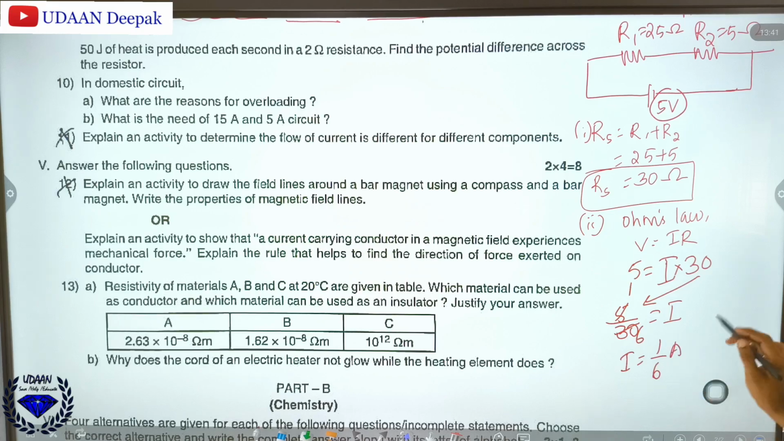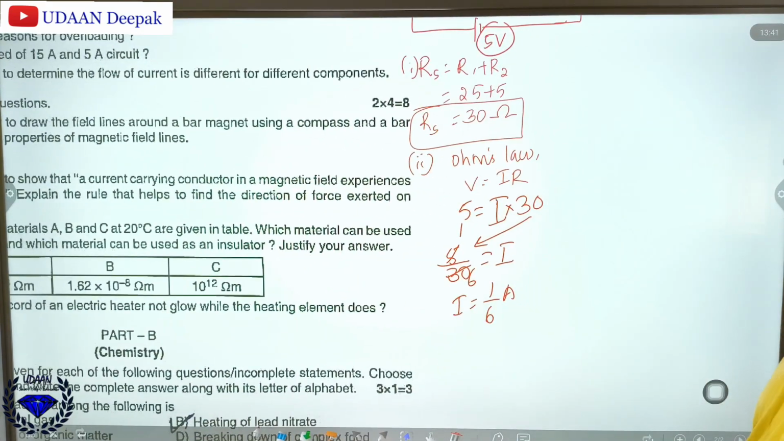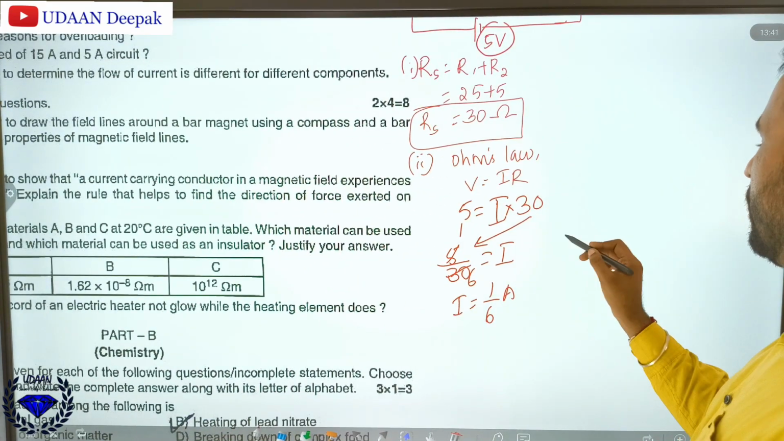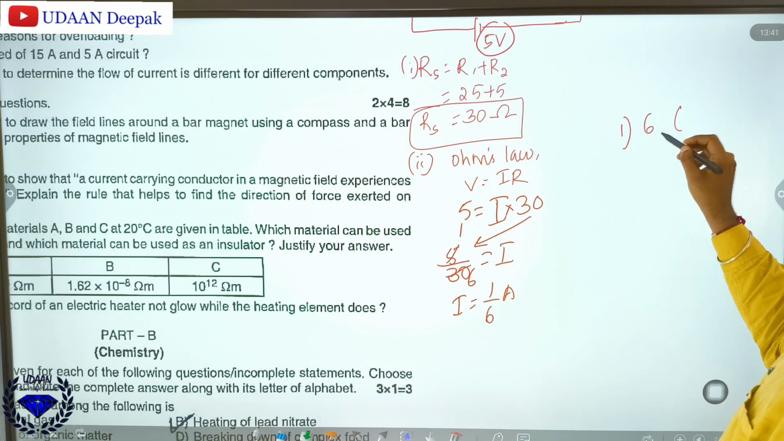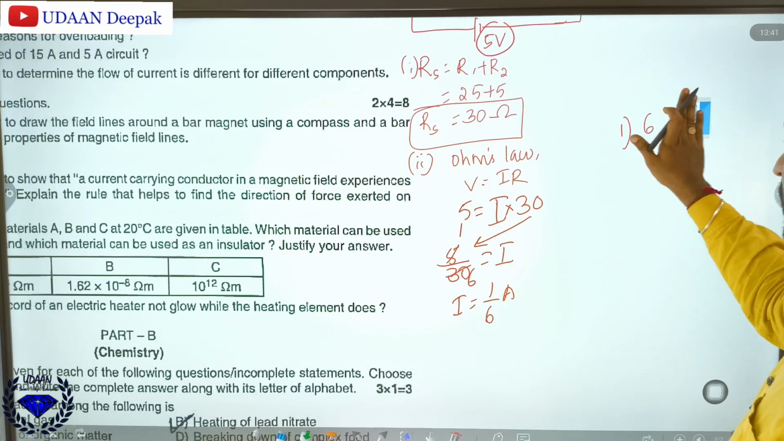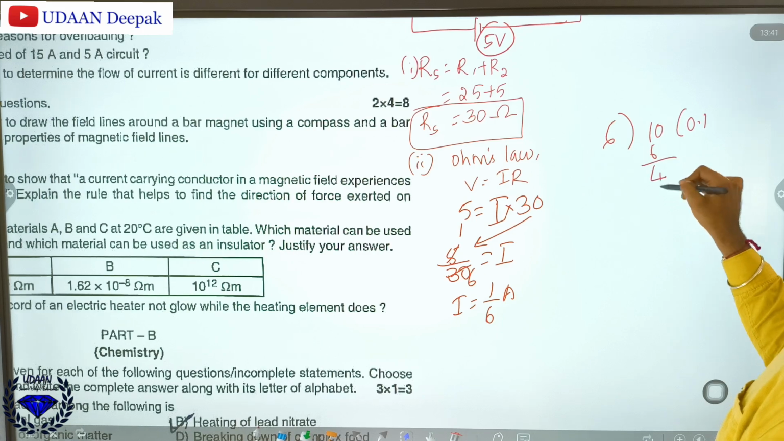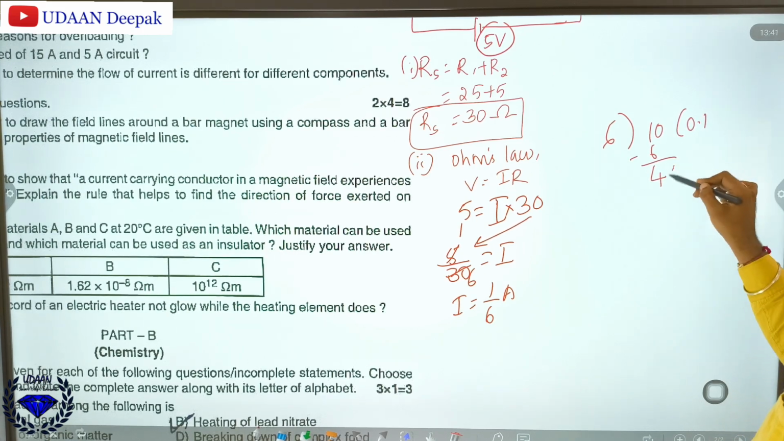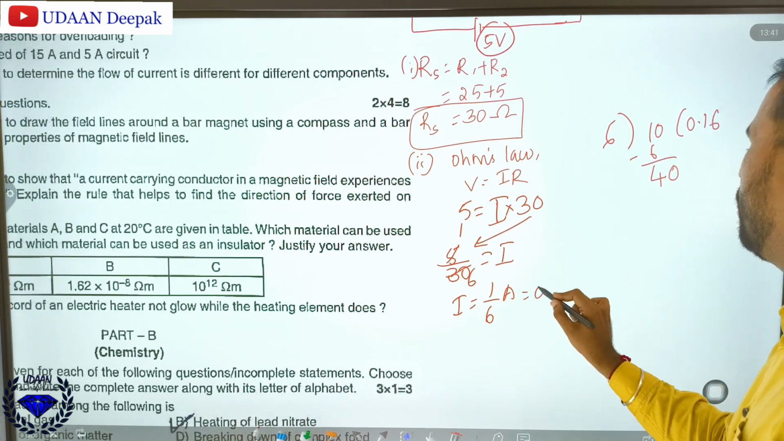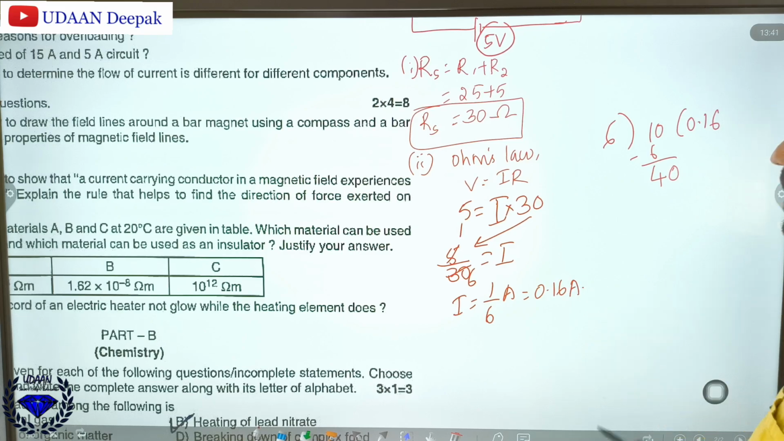1 by 6 ampere. So if you divide 1 by 6, how much will you get? 0, 6 ones are 6, 4 will remain. Again you take 0, 6 6s are 36. So 0.16 ampere is the answer.